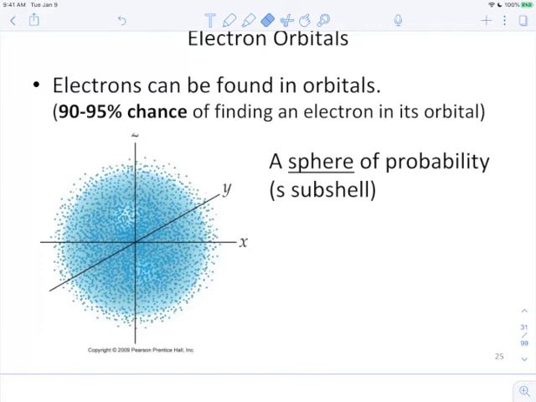So here we say there's a 90 to 95% chance of finding the electron in its orbital. This is its ground state, and what we just learned is that it can jump to another energy level. It can get excited. So 5 to 10% of the time, it's going to be excited. It's going to be somewhere else. But most of the time, 90 to 95% of the time, it's going to be right where we expect it to be, in these orbitals. And here we call these a sphere of probability, and we refer to this one as the S subshell. Any questions on anything here?